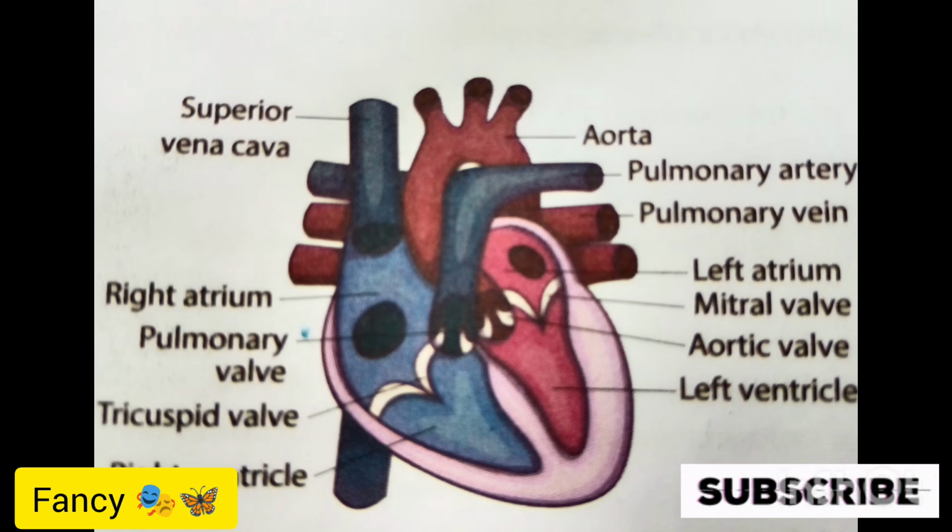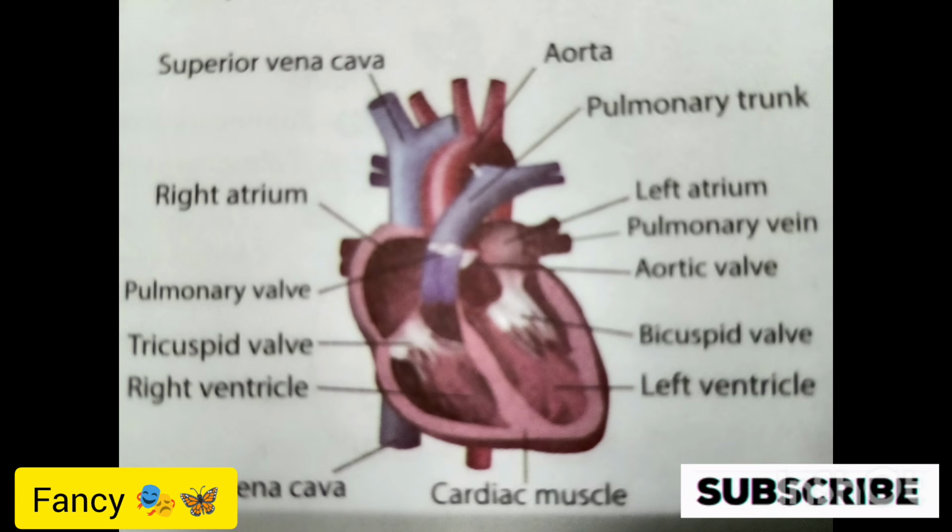If you look at this picture, you will come to know the various parts of the human heart. We have the superior vena cava, the right atrium, pulmonary valve, the tricuspid valve, and the right ventricle. If you look at the right hand side, that is the blue color side. And if you look at the left hand side, which is in red color, you will have the aorta, pulmonary artery, and pulmonary vein, left atrium, and the mitral valve in between the chambers, and then the aortic valve and the left ventricle, children.